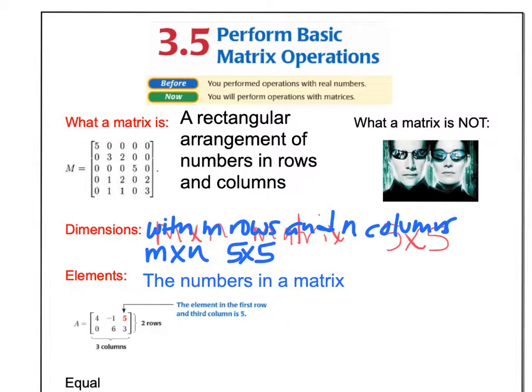And now just to go back to the dimension definition, we always start with rows versus columns. So we have 2 rows and 3 columns, and we would name this a 2 by 3 matrix.